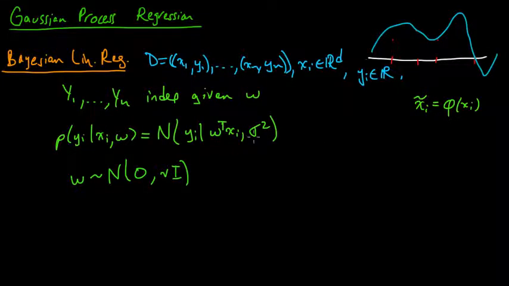Now, another way we could have written this part here is we could have written this as y_i equals w transpose x_i plus epsilon_i, where each of these epsilon_i's is a normal with mean 0 and variance sigma squared. So that's just another way to think about this. And they're all independent and independent of w. Okay, so what can we conclude from this? Well, w is a multivariate Gaussian, and so let's think about this function w transpose x, for some arbitrary x.